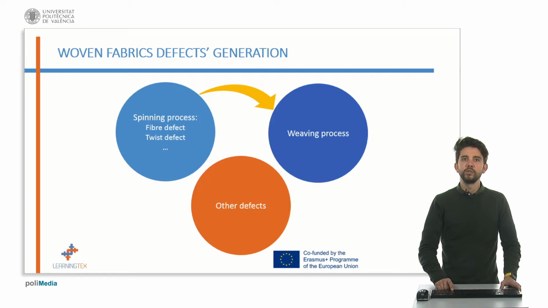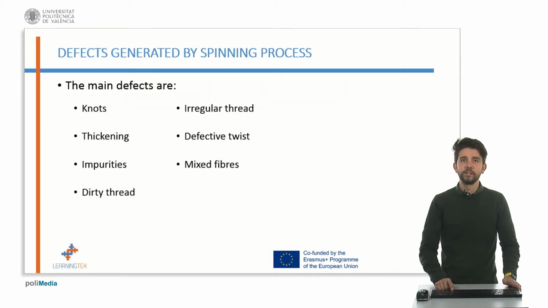Also, in the spinning process some defects can happen that will be reproduced in the fabric in the weaving process. On the next slide, the most common ones are going to be mentioned. Lastly, other defects can be generated in and over the fabric by the relationship with other parts of the loom. The defects generated in the spinning process can result in later defects in the weaving process.